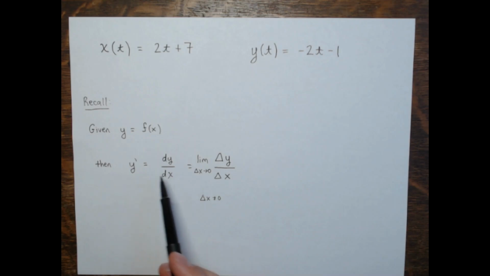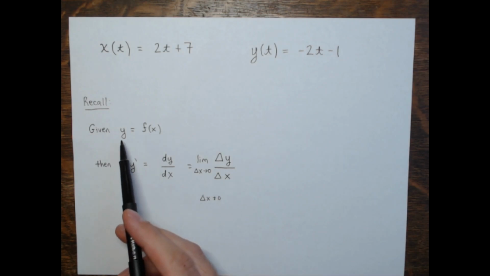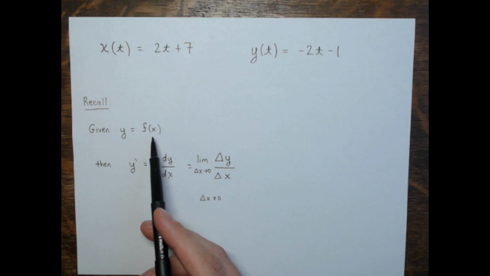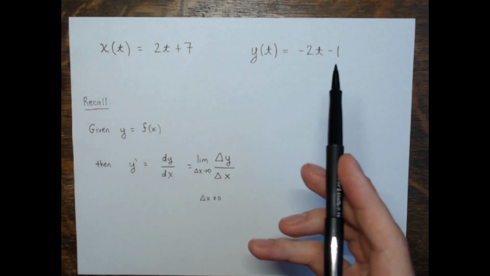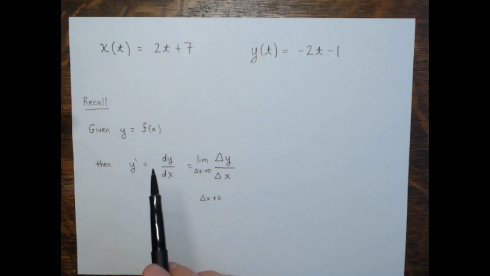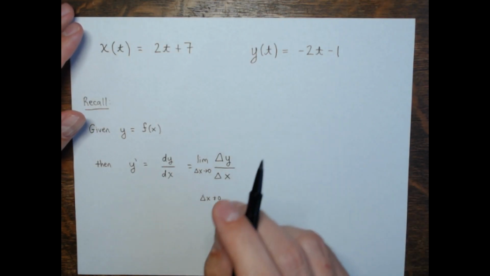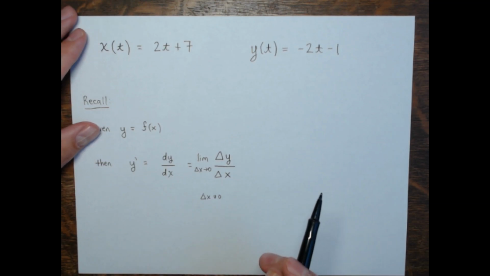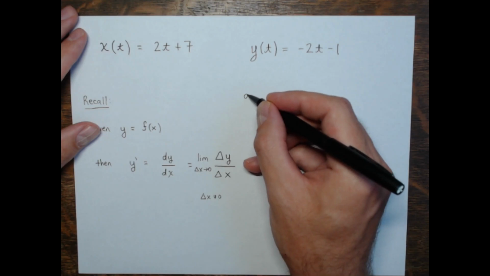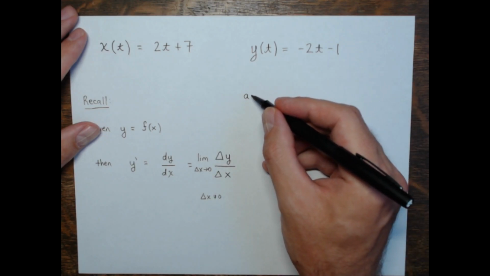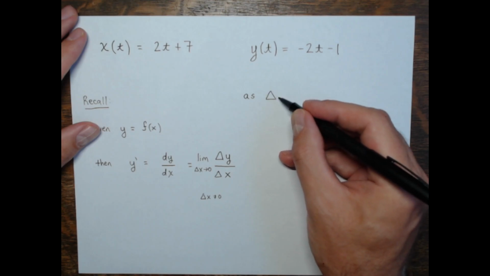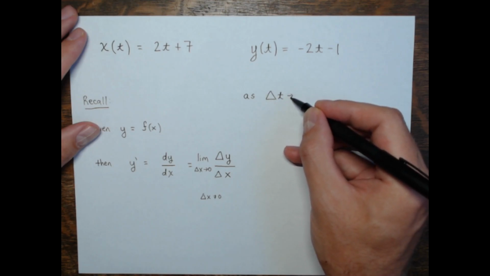Well, this is all well and good when y is a function of x, right? When we have a rectangular equation, just x and y, not when x and y are functions of some parameter t. Well, we can fix this pretty easily. To get it in terms of t, let's see what happens at different values of t, and then what happens as a change in t goes to 0.